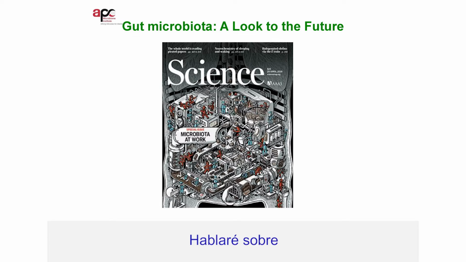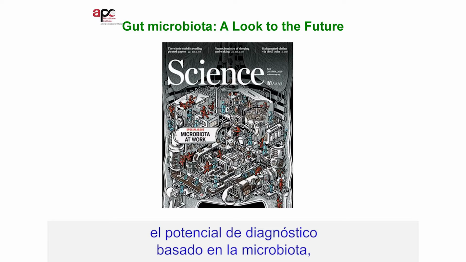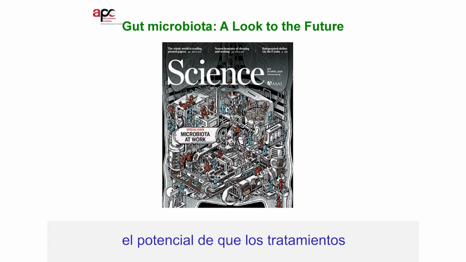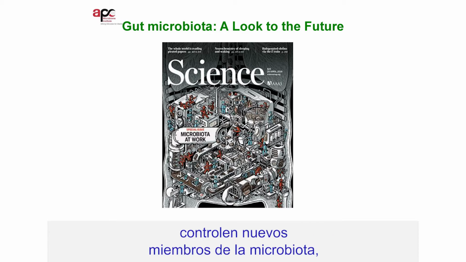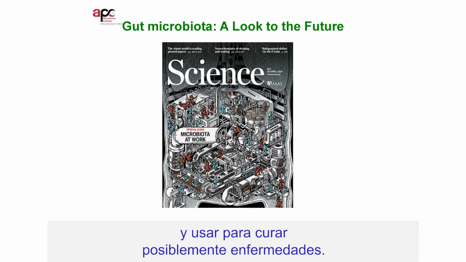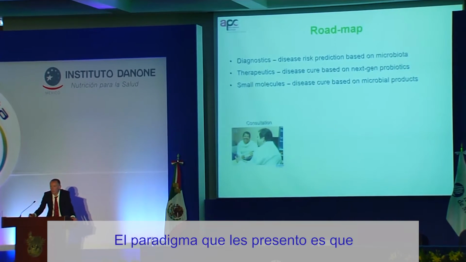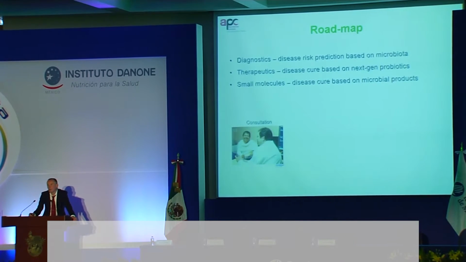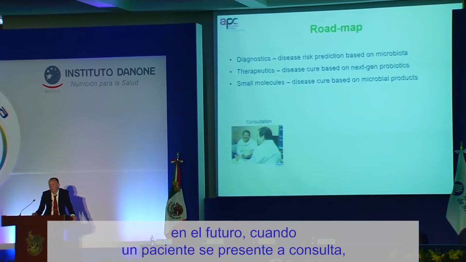I'm going to talk about potential for diagnostics based on the microbiota, potential for therapeutics, harnessing new members of the microbiota, and I'll talk about some small molecules which can be harvested from the microbiota and used to potentially cure diseases.